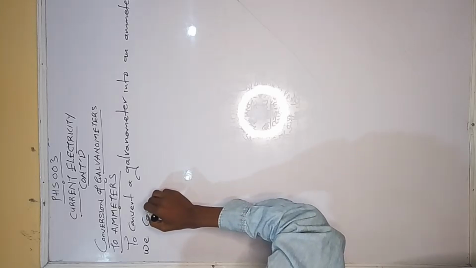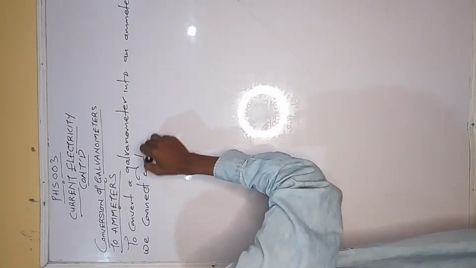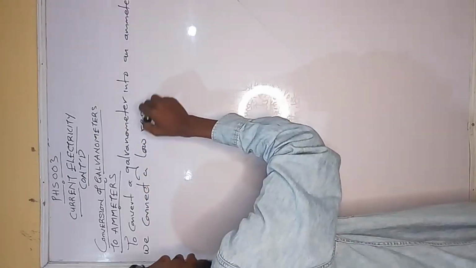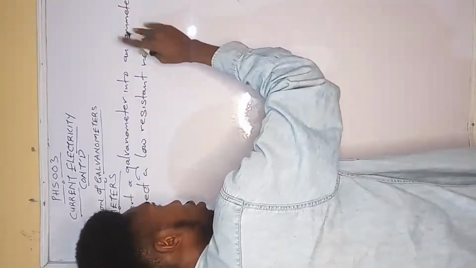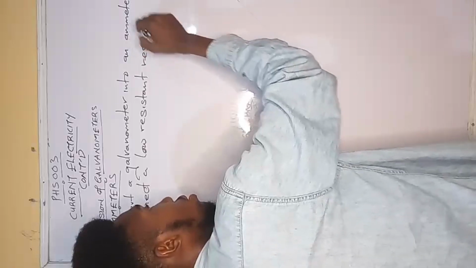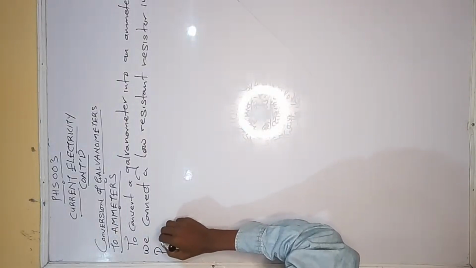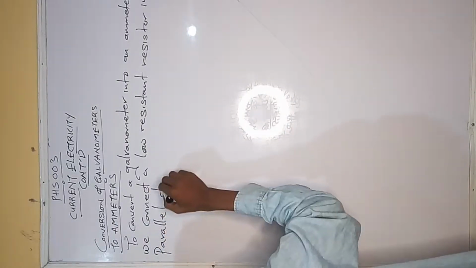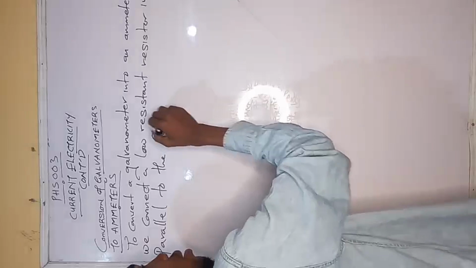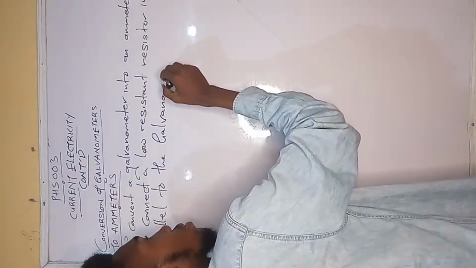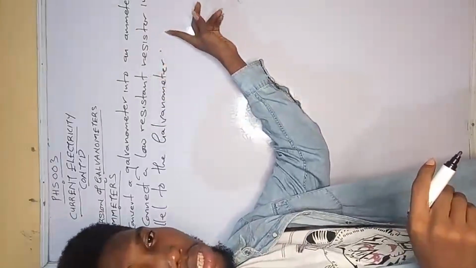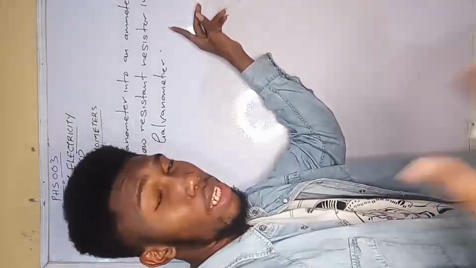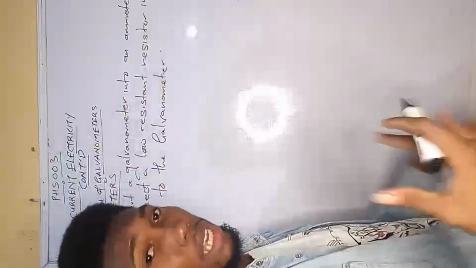you connect a low resistance resistor in parallel to the galvanometer. Now, this low resistance resistor that we're talking about is what we refer to as a shunt. The process of converting the galvanometer to an ammeter is called shunting.